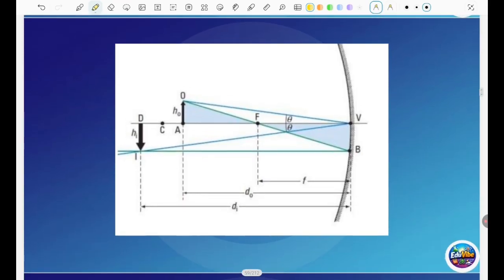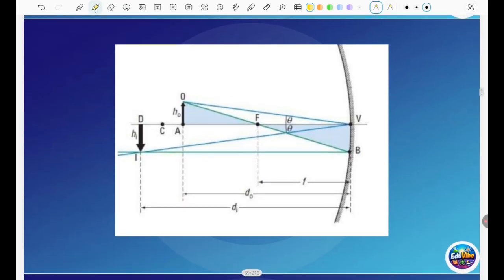This is the breakdown of where everything is located. Here is your do, the distance of the object, di, the distance of the image, hi, the height of the image, ho, the height of the object, and this is your focal length, from the focal point to the vertex of the mirror.